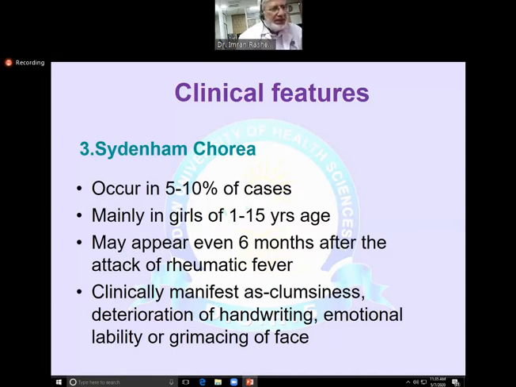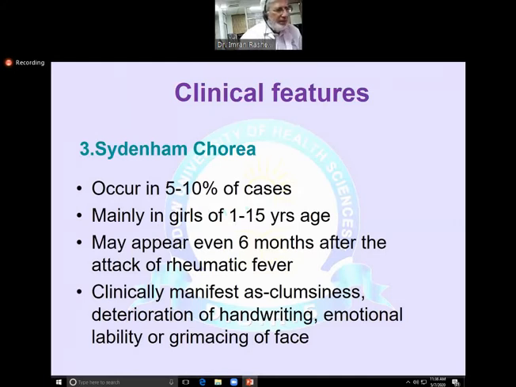Clinically, it manifests as clumsiness, deterioration of handwriting, emotional lability, or grimacing of face. So usually the mother of the child complains that he is breaking most of the glasses that are used for drinking, they broke because of the clumsiness. And the school teacher complained that the handwriting of this child has deteriorated over a few weeks' time. Otherwise, this child's handwriting was exceptionally good. But now I am noticing that your child's handwriting is deteriorating.